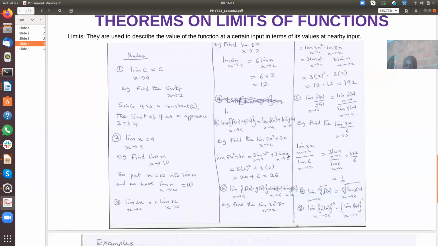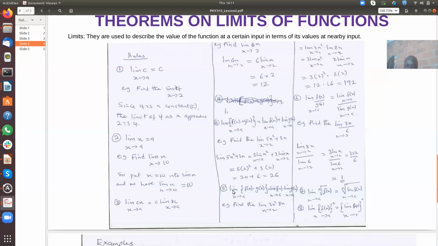Then in this case, it is just only x. You put 2 there, then you multiply by 3. Then when you add it, it gives you 26. So the limit of 5x squared plus 3x when x approaches 2 is equal to 26. Any questions on that? Okay.